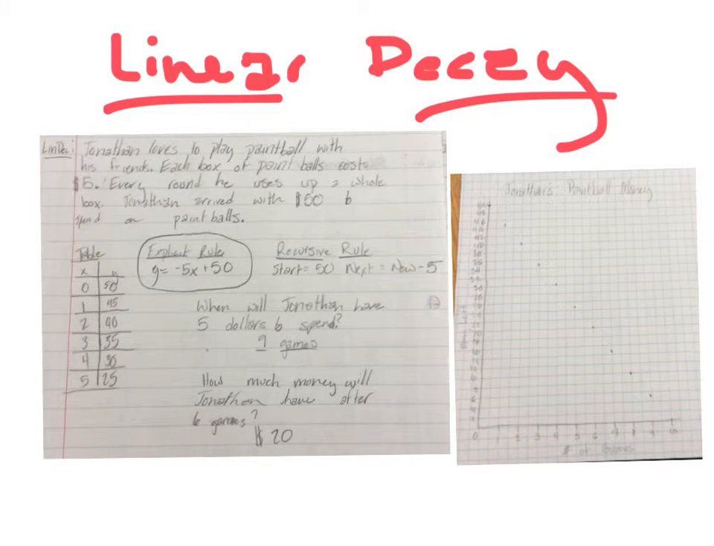The third problem is, Jonathan loves to play paintball with his friends. Each box of paintballs costs $5. Every round he uses up a whole box. Jonathan arrived with $50 to spend on paintballs.